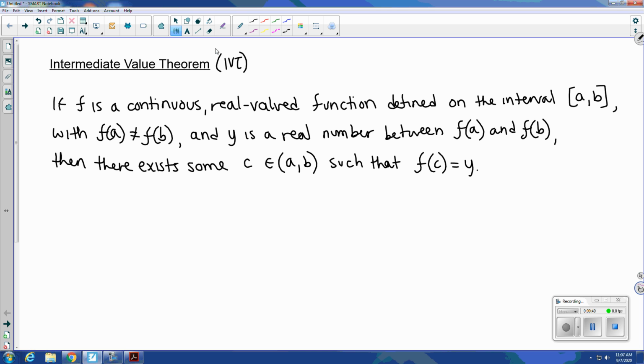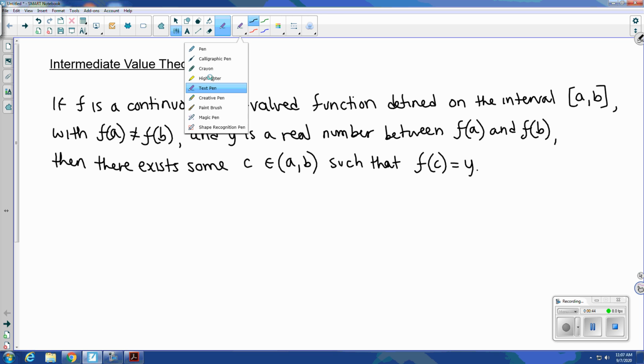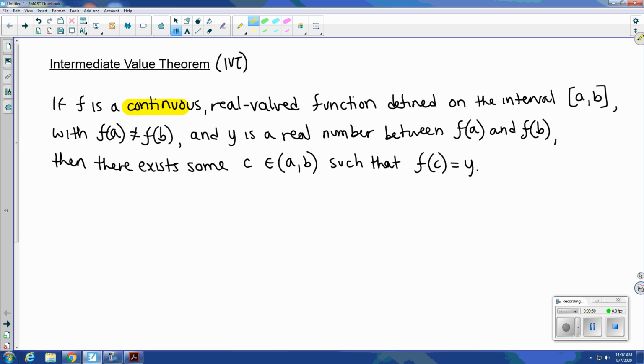So there's a lot going on here, so let's break down what this thing's even talking about. Let's highlight a few things. The first thing, it's continuous. All right, this is big, okay? If you know a function's continuous, you can utilize this intermediate value theorem to your advantage in a lot of problems. So make sure that we understand that for this to work, the function has to be continuous.